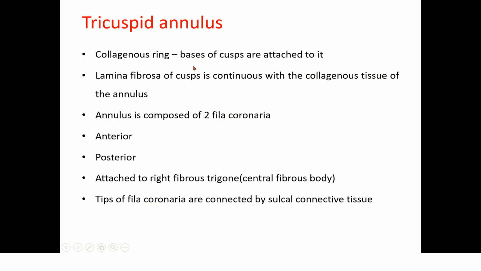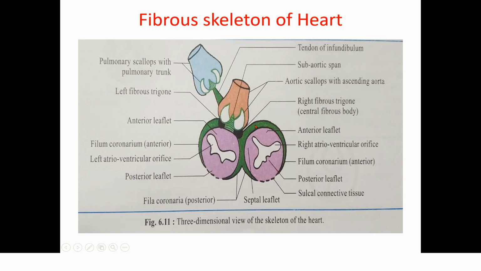The tricuspid annulus is a collagenous ring. The bases of the cusps are attached to it. The lamina fibrosa of the cusps is continuous with the collagenous tissue of the annulus. The annulus is composed of two fila coronaria, anterior and posterior. These two are attached to the right fibrous trigone or central fibrous body. The tips of the fila coronaria are connected by subcuspal connective tissue. You can see here the anterior and posterior fila coronaria of the tricuspid annulus, and the connective tissue connecting the tips of the two. You can also see the anterior leaflet, the septal leaflet, and the posterior leaflet of the tricuspid valve.